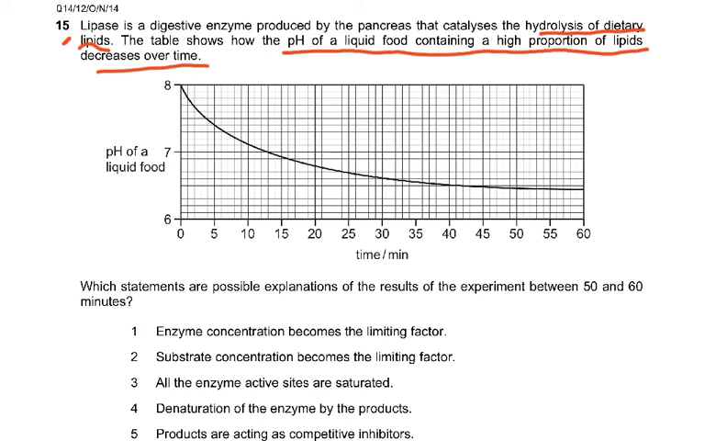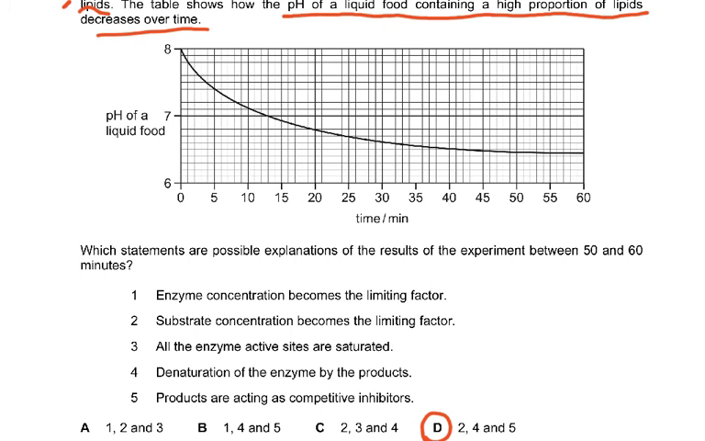Which statements are possible explanations of the results of the experiments between 50 and 60 minutes? It's only talking about this time, in which the pH is remaining constant at 6.5. Enzyme concentration becomes the limiting factor, substrate concentration becomes the limiting factor. Yes, no more fatty acids are being produced, so all the substrate is being finished. Then, all the enzyme active sites are saturated, denaturation of the enzyme by the product, the pH is lowered, so denaturation of the enzyme is taking place by the fatty acids, which are resulting in lowering the pH.